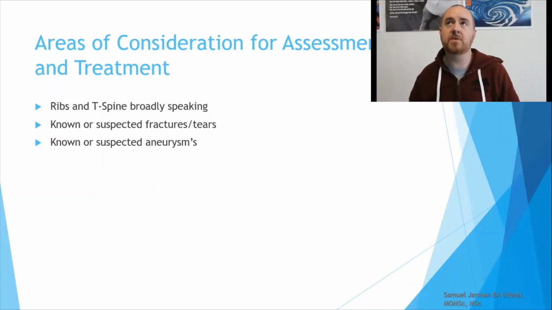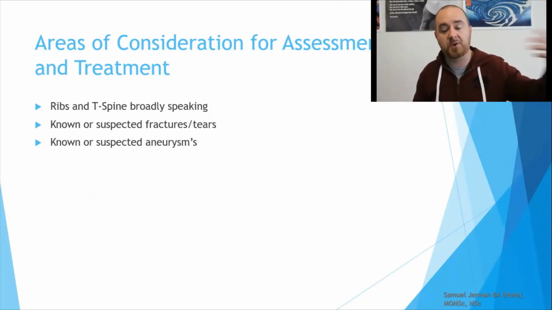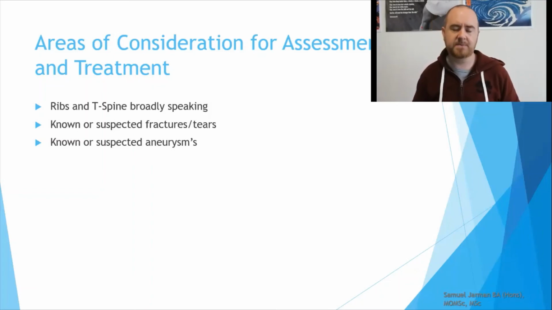But if you're having a problem generating thoracic flexion, then the abdominal wall is concerned. If you're having a problem because they're staying flexed, again, you're going to consider the abdominal wall, and you're going to consider generating thoracic extension. But you want to stay away from, or you want to be very careful if you have reason to suspect fractures, tears, or aneurysms.